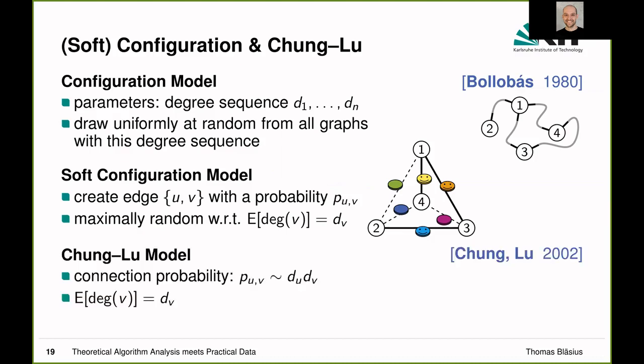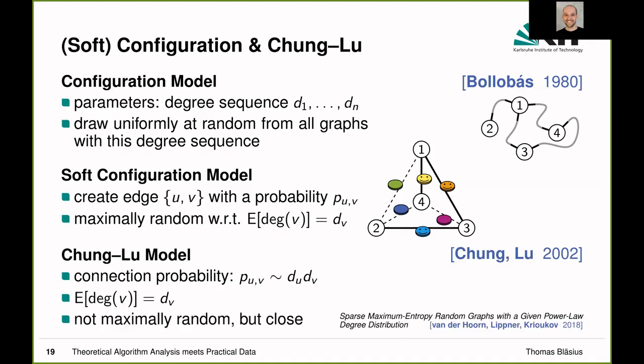So if you want something that's a bit easier to work with and hopefully not much worse, you can have a look at the Chung-Lu model. There you again choose a connection probability for every vertex pair, proportional to the product of du and dv. So the probability is the desired degree of the vertex u times the desired degree of the vertex v, and then you normalize it so that your probabilities give you the degrees you want. If you do that, you get that the expected degree of vertex v is dv.